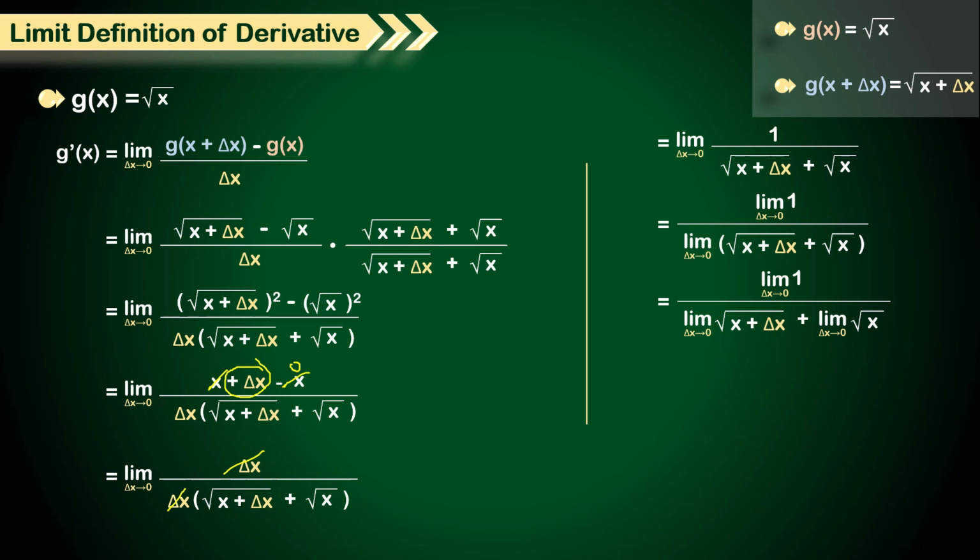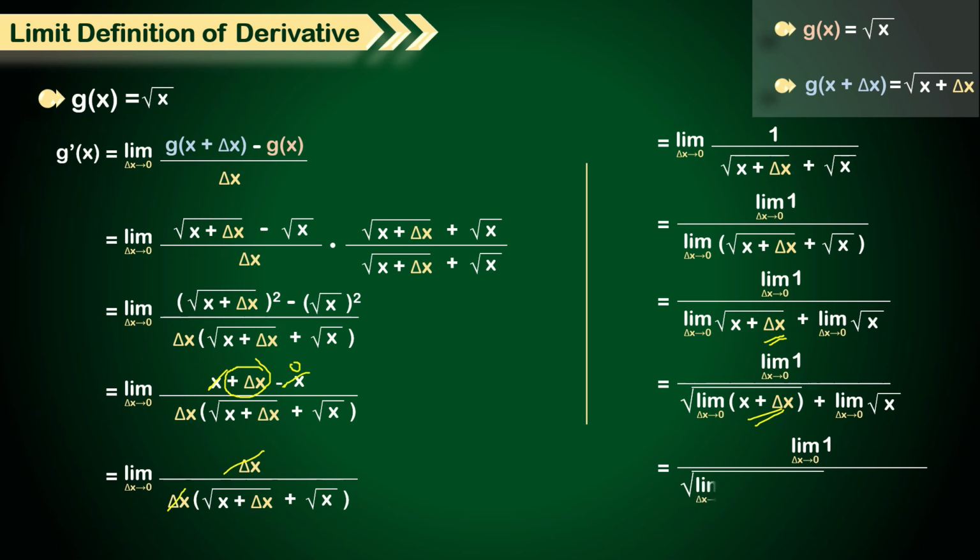Apply limit property to the first term of the denominator, which is the limit of the square root of x plus delta x. Rewrite the numerator over the square root of the limit of the sum of x and delta x as delta x approaches 0 plus the second term. In the same term, continue to apply limit property. Numerator over the square root of the limit of x as delta x approaches 0 plus the limit of delta x as delta x approaches 0 plus the second term.